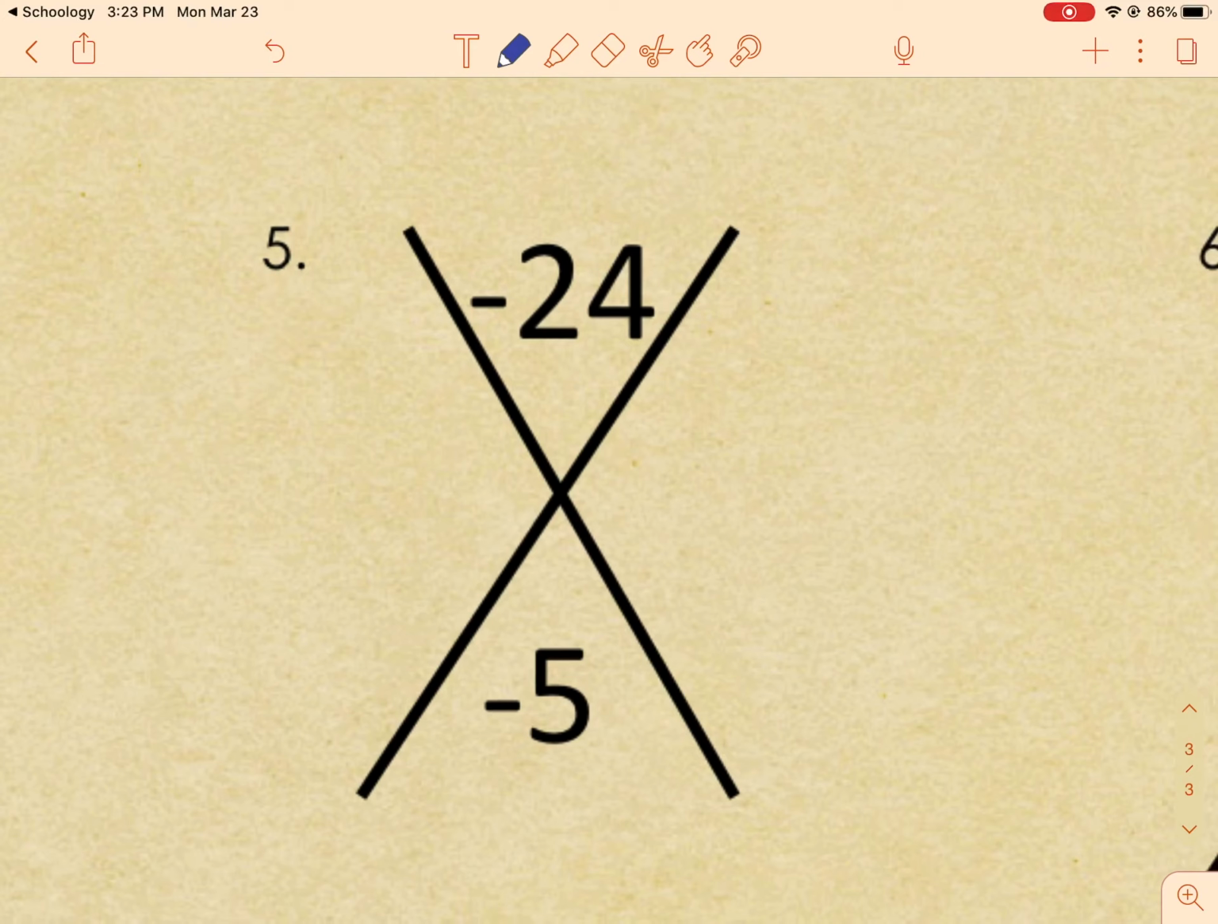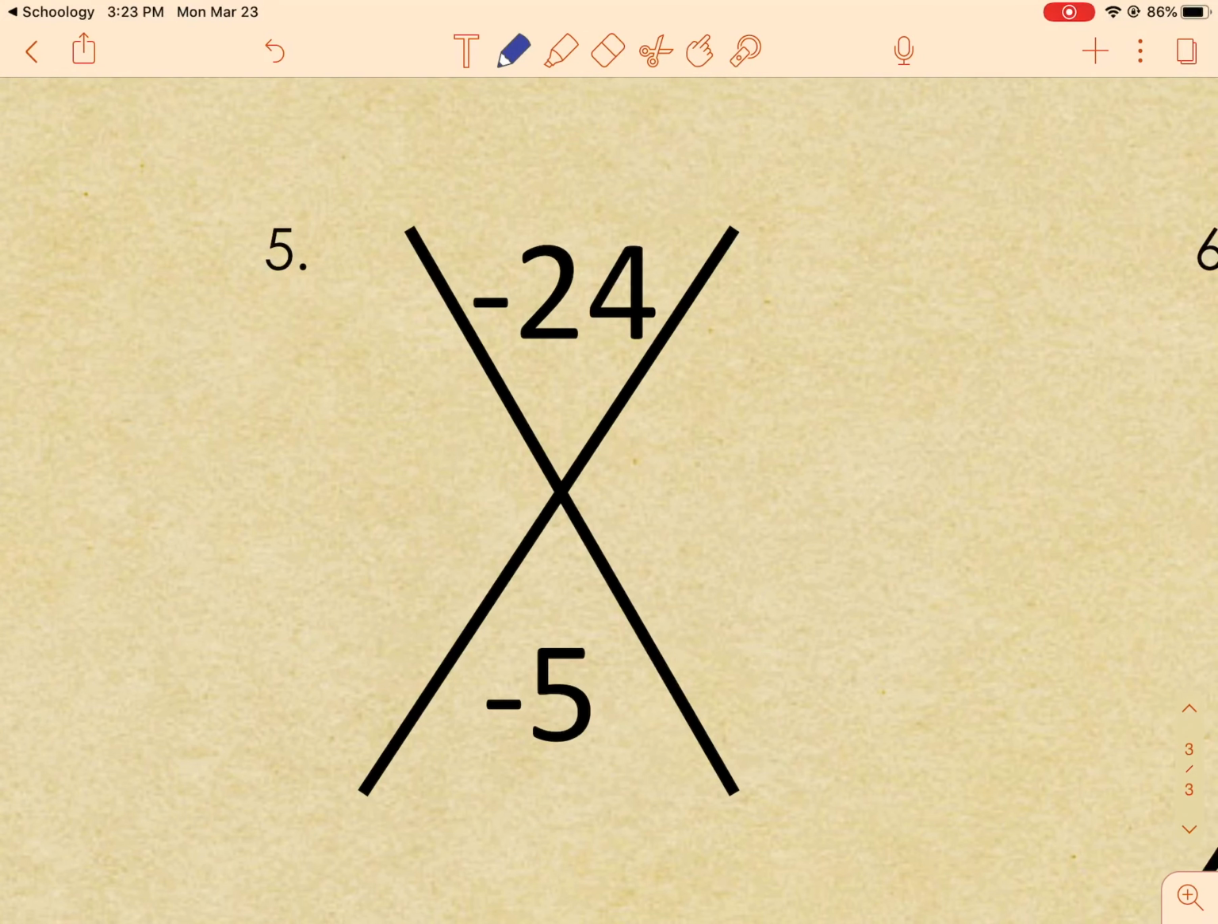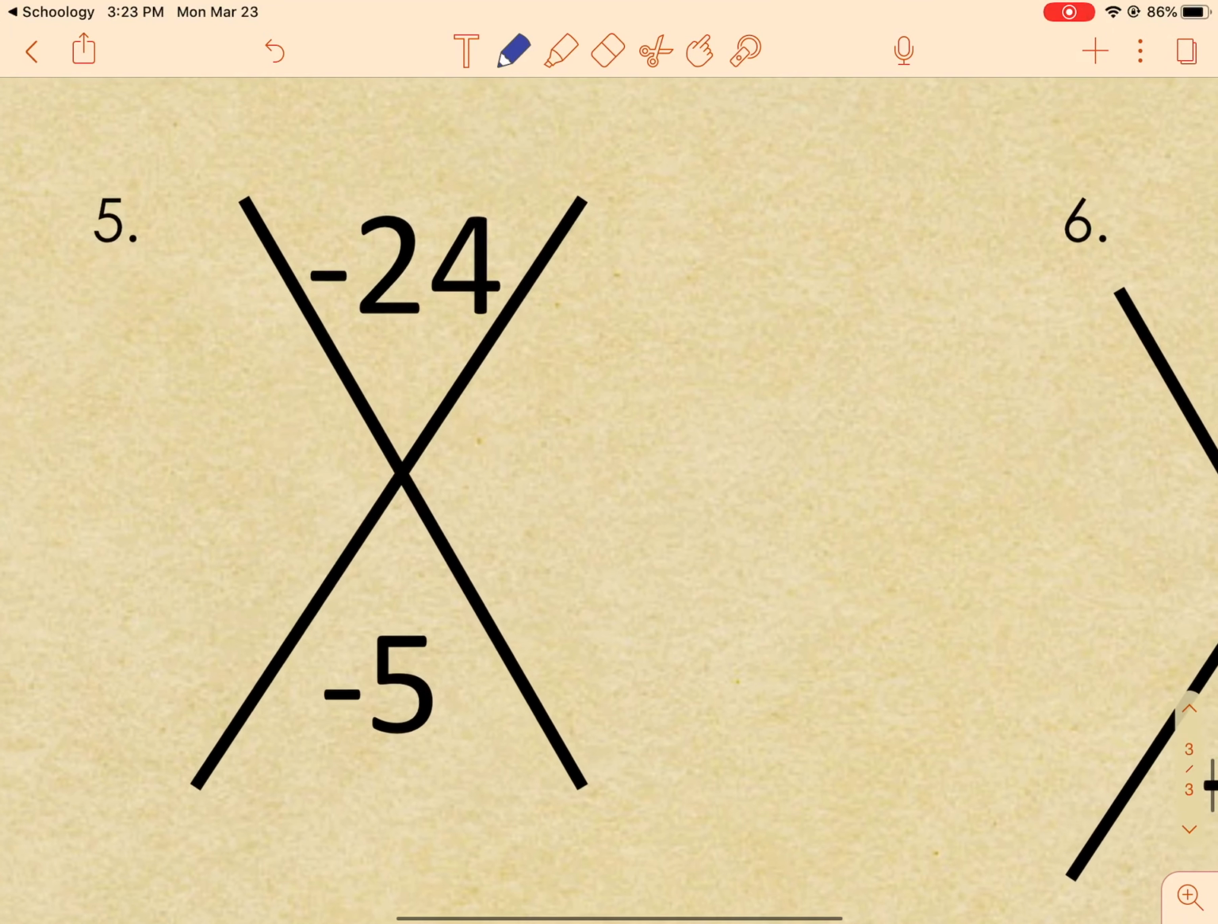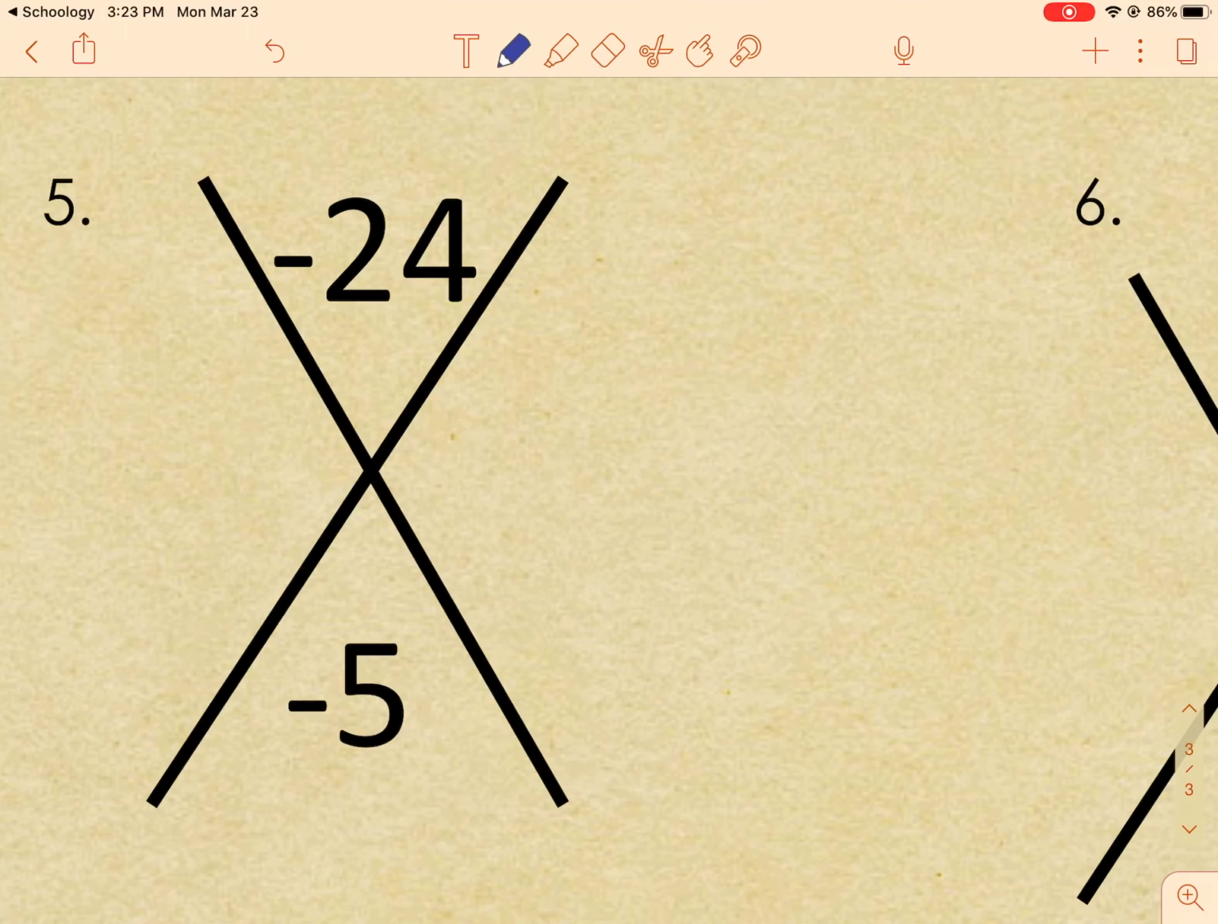So let's jump in at number 5. You're saying two numbers that multiply together to be negative 24 that add up to be negative 5. So just to take this one slowly, I'm going to write down all of those possible factors and see what we get. So two numbers that multiply together to be negative 24. Well, you could have 1 times negative 24. You could have negative 1 times positive 24.